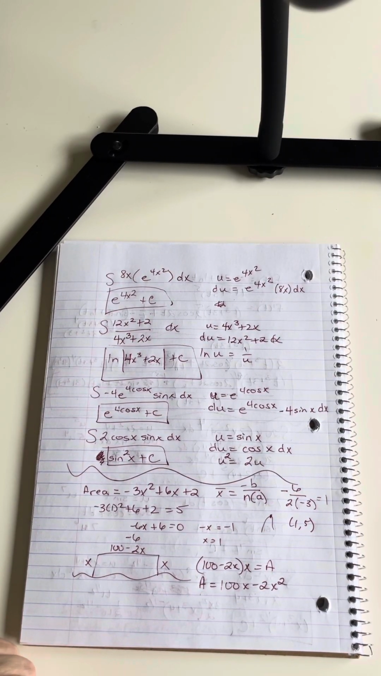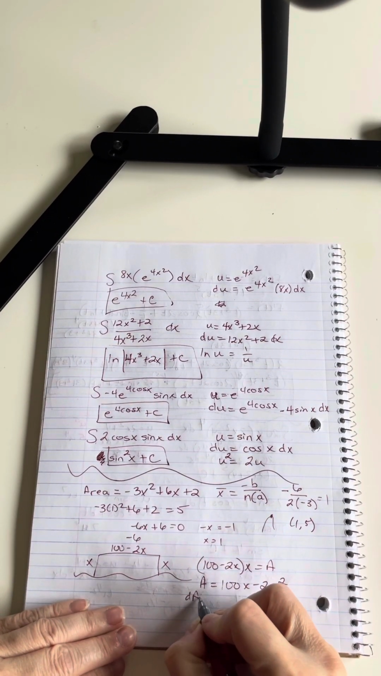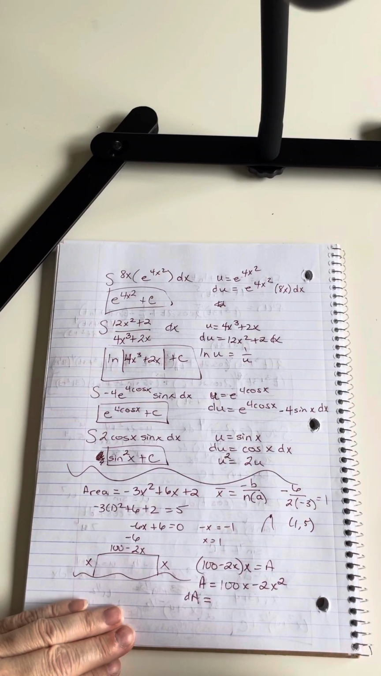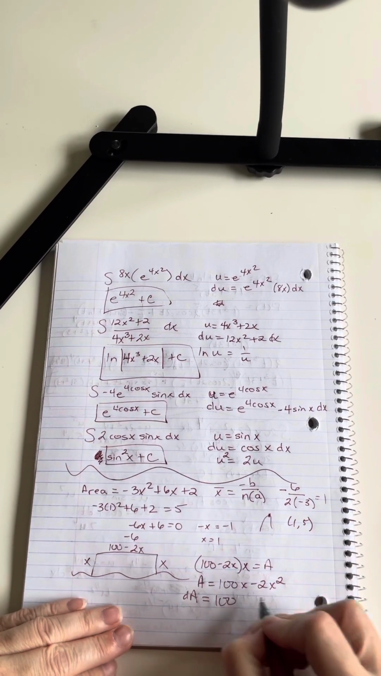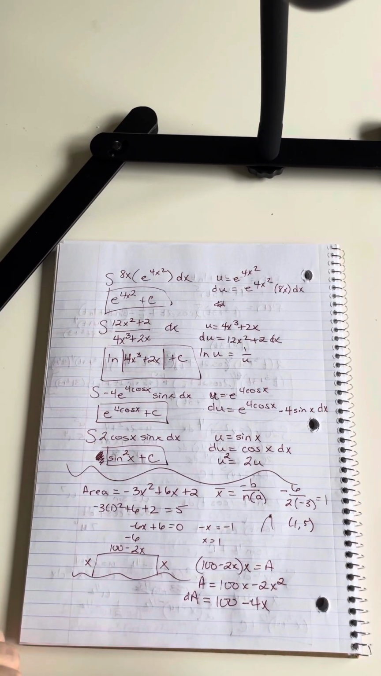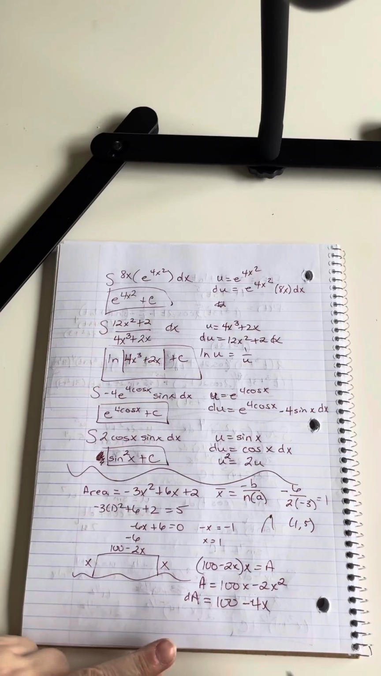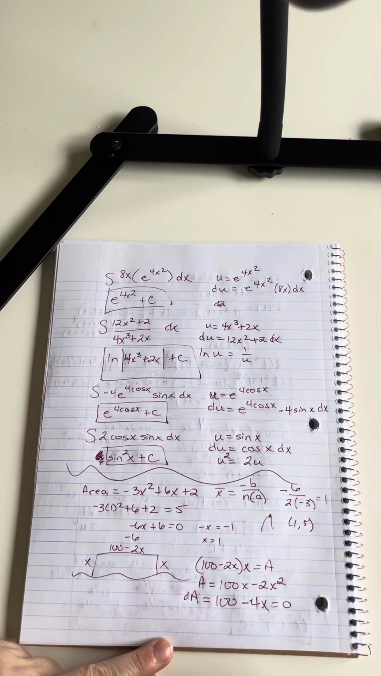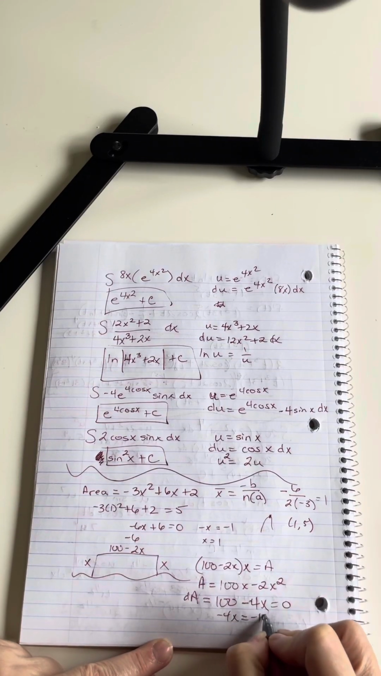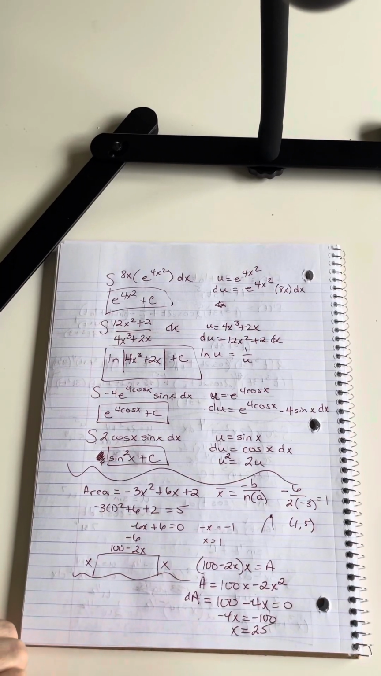Then I can derive it, which will give me the derivative of the area equals 100 minus 4x. I was debating if I wanted to write it in the other order, and I think it's fine to write it this way. Then I need to set that equal to 0 to find my maximum, so I'm just going to write the 0 here. So negative 4x equals negative 100, x is going to go to a positive 25.